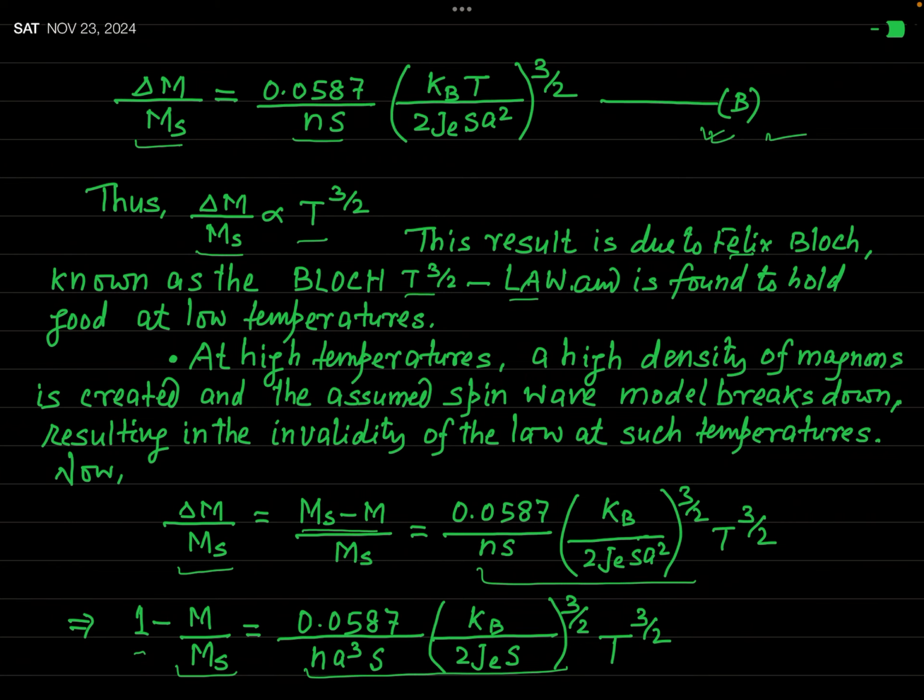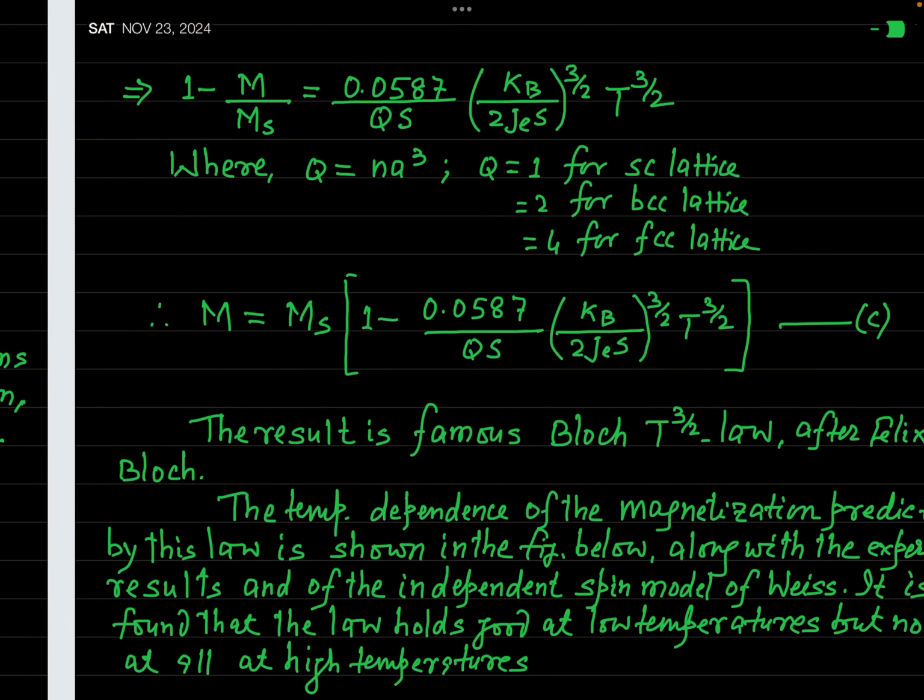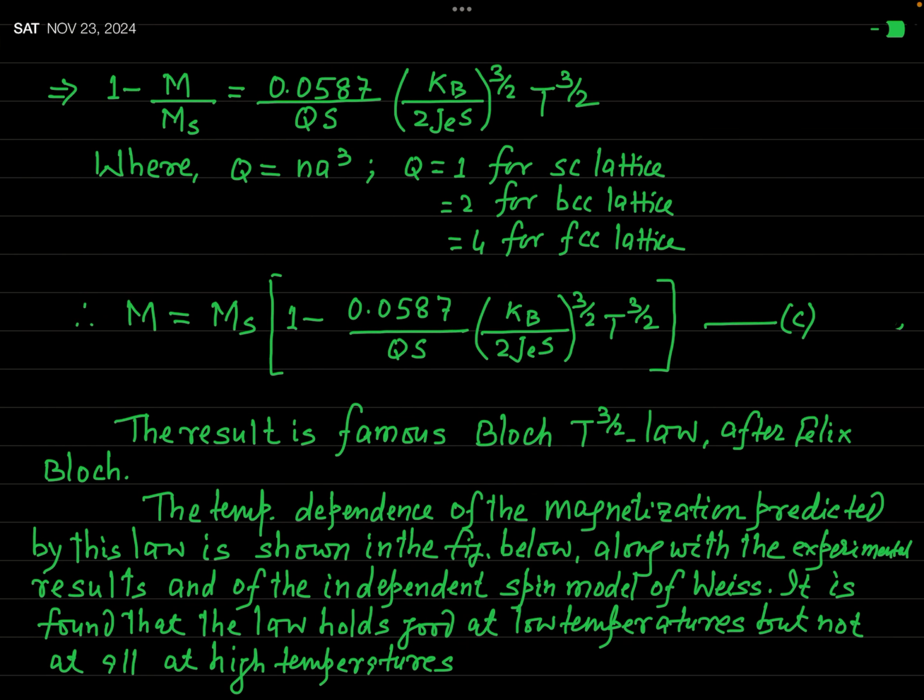And this N times AQ is written by the symbol Q. Here Q has a value of 1 for the simple cubic lattice, and this Q is 2 for BCC lattice, and it is 4 for FCC lattice. You should remember it.